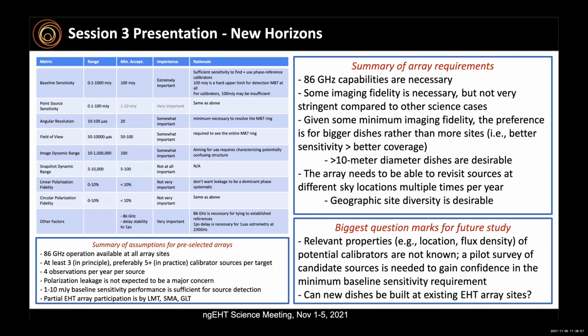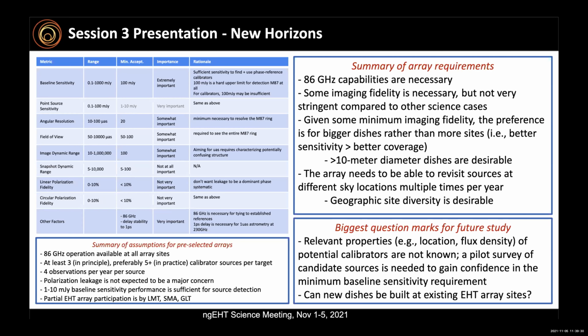When we talked about requirements, the fact that we didn't exactly know the properties of our calibrators makes it very hard to pin many of these down, but we did our best using guesses. For baseline sensitivity, we didn't want to exclude too much. We decided 100 millijanskys was an absolute minimum, since with much worse sensitivity we wouldn't even be able to see much of M87, but we probably really want a better sensitivity than that.